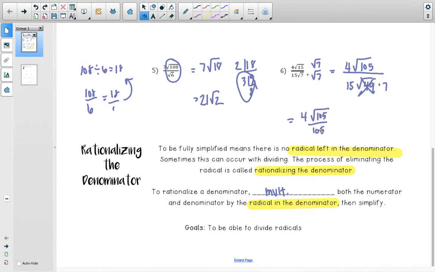So the question comes, can we simplify this and can we simplify the radical? Well, 4 and 105 have nothing in common, so that won't simplify. And we're going to look at 105 and see if we can take this any farther. So 105 divided by 5 is 21, and this should make sense of why we get these results. And 3 and 7, prime numbers, nothing to group with, that's our answer. All right, so that's rationalizing the denominator.